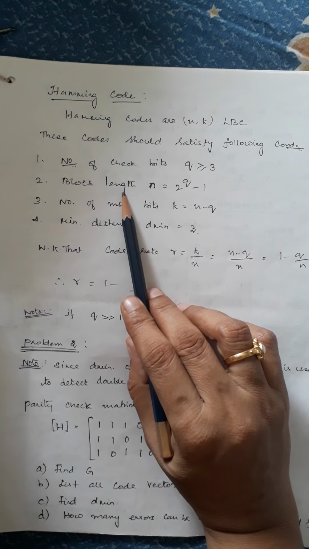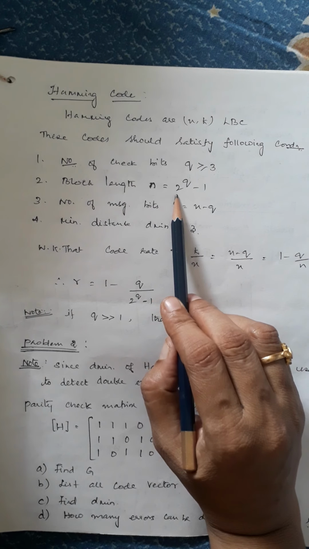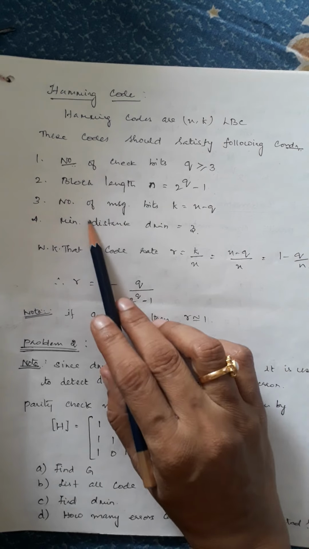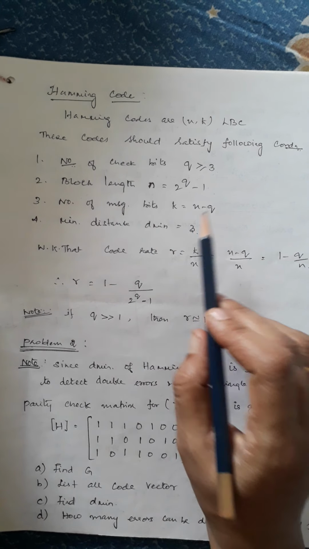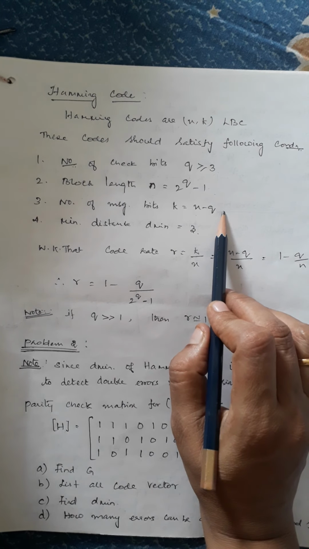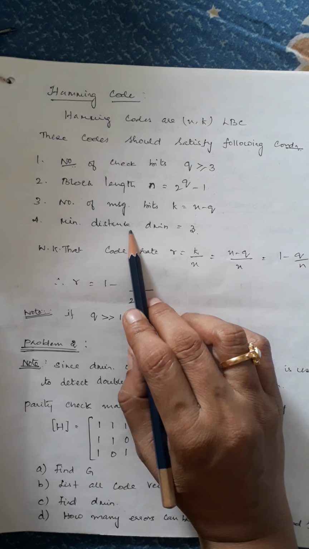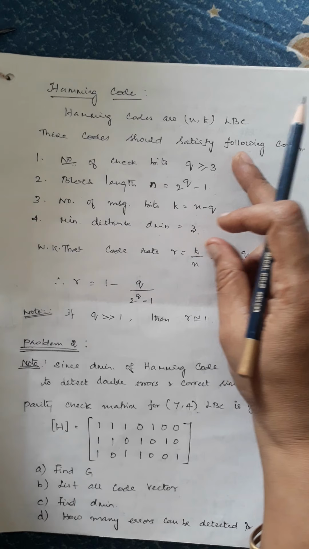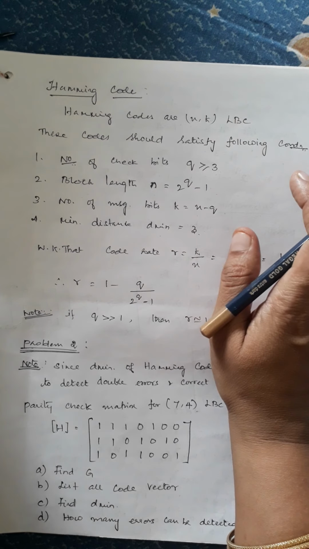The block length will be n, which will be 2 to the power of q minus 1 in this case, the number of message bits k is equal to n minus q, and the minimum distance d minimum will be 3. So these are the conditions which your Hamming code should satisfy.